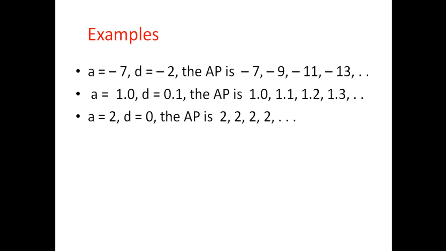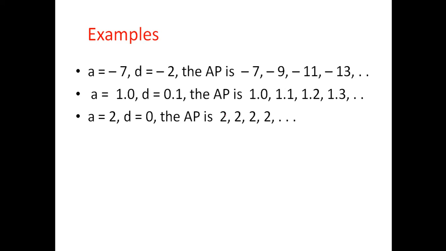Understood? Next is A equal to 1 and D equal to 0.1. So the number is going to be incremented by 0.1. So the AP is 1.0, 1.1, 1.2, 1.3 and so on.